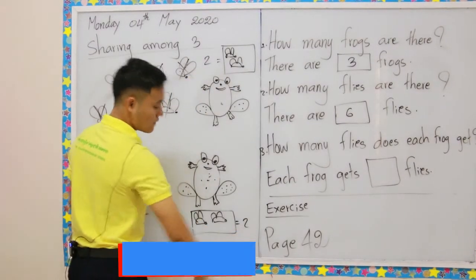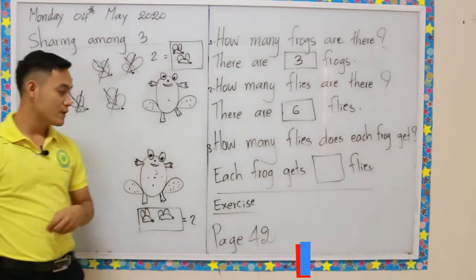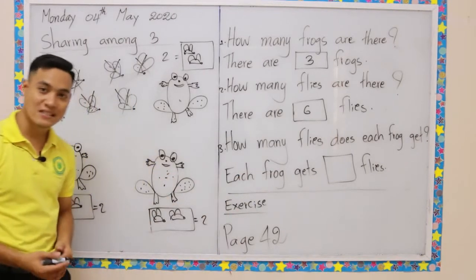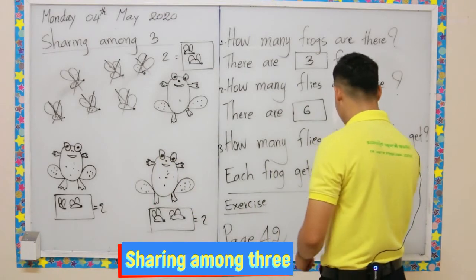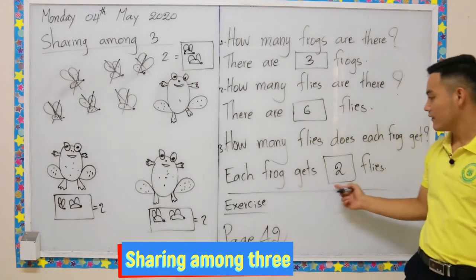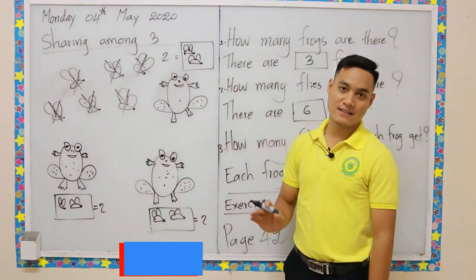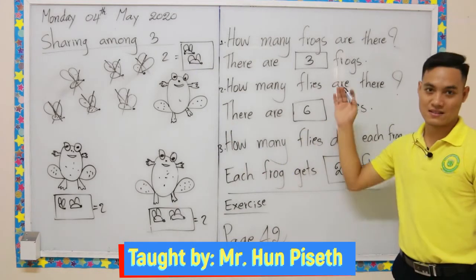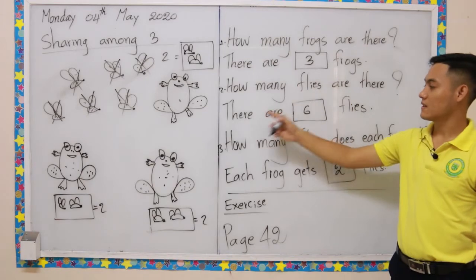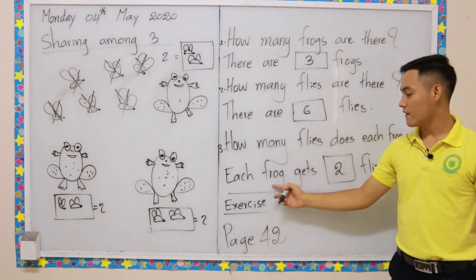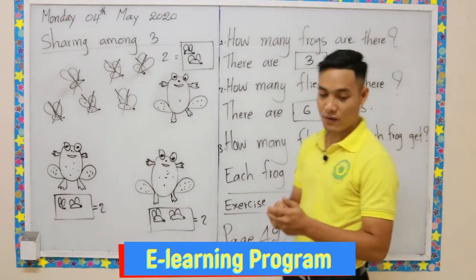So can you answer question number 3? How many flies does each frog get? Each frog gets how many flies in each group? The answer is 2, right? So each frog gets 2 flies: 2 flies, 2 flies, and 2 flies. So here are the answers. There are 3 frogs. There are 6 flies. Each frog gets 2 flies. So that's it for sharing among 3.